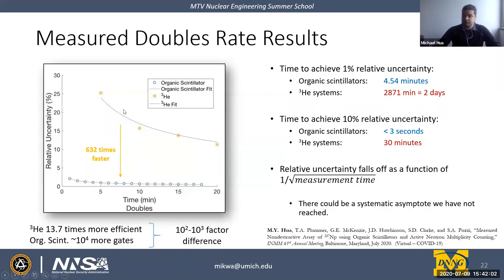I did speed past this. The 632 times faster, it's true that helium-3 is more efficient than organic scintillators. And in this measurement, they were 13.7 times more efficient. But the organic scintillators, again, because it's 100 nanoseconds versus 1 millisecond, if we're dividing up the same measurement time by smaller boxes, the organic scintillators are going to have more boxes. So 10 to the 4 more gates, but helium-3 has 10 more neutrons for each neutron that the organic scintillator sees. That gets you a factor between 100 and 1,000. And that's exactly what we're seeing.